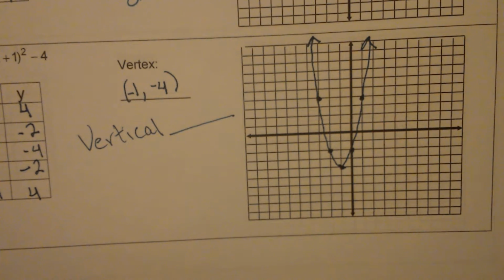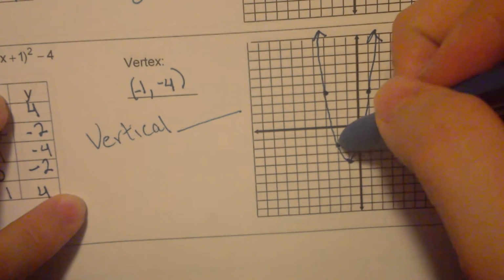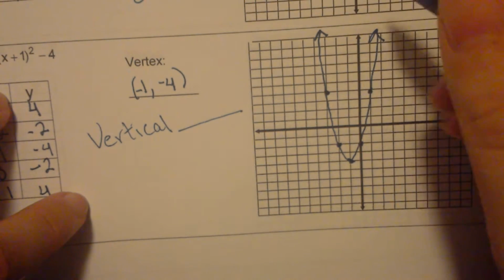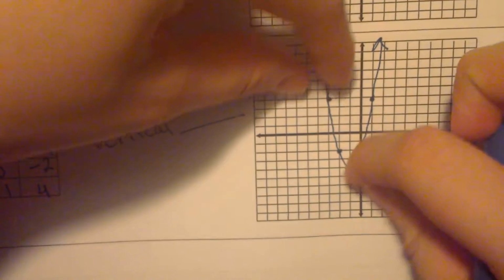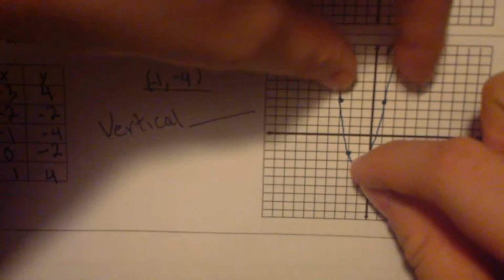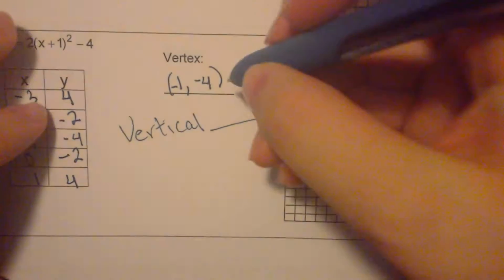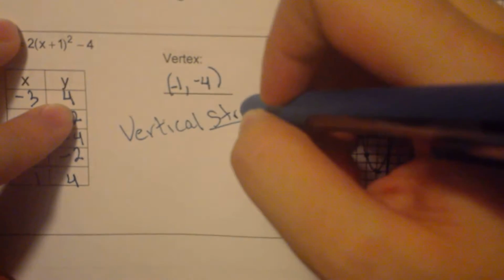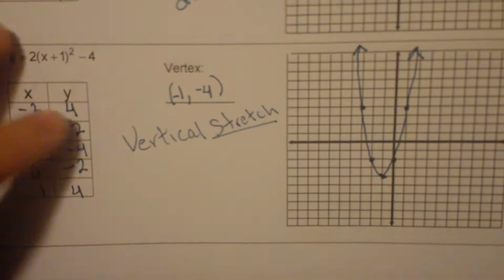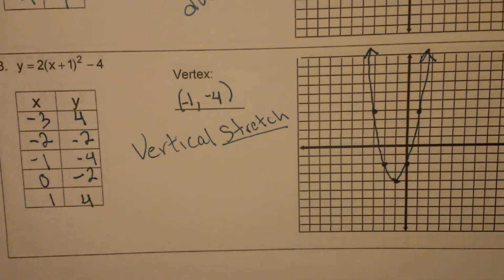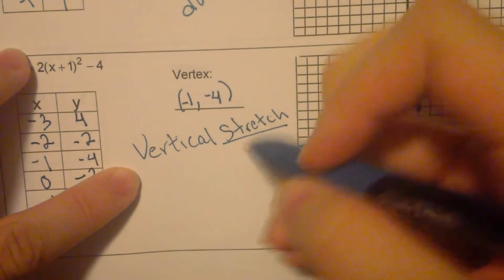So it looks like my graph got thinner because the difference in my y increased a lot. That's called a vertical stretch. I took my vertex and I grabbed both lines and just pulled them apart. So it's a vertical stretch. And that was easy to see from the table, but I wanted to check the graph just to see what it looked like. Vertical stretch.